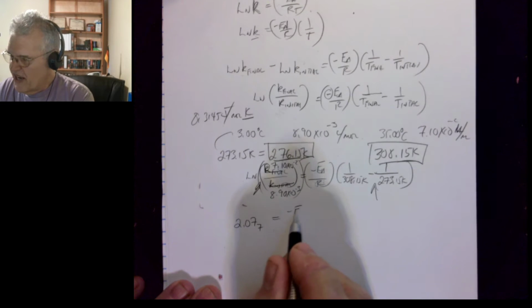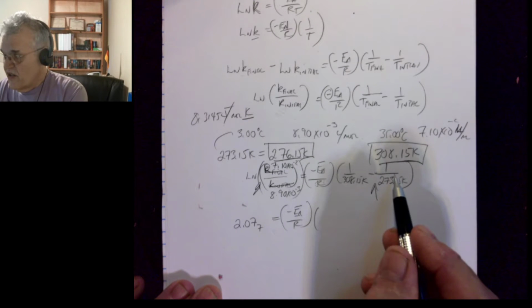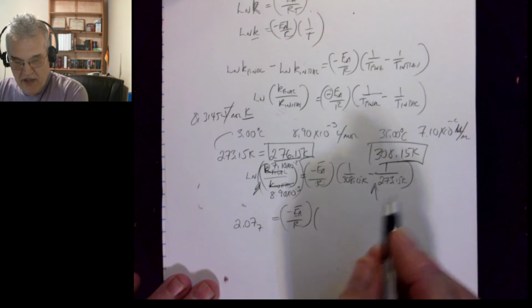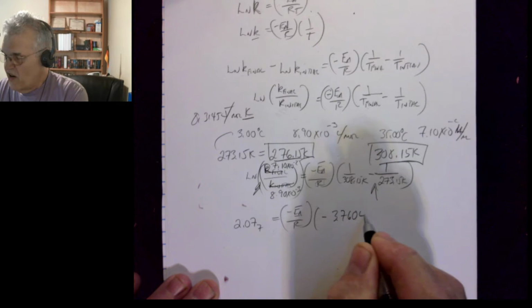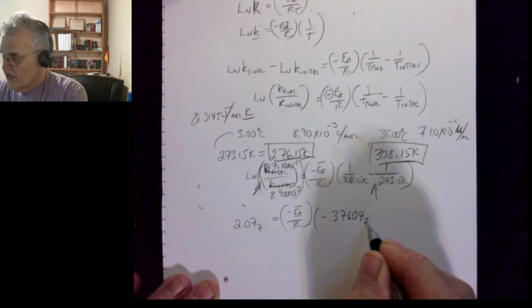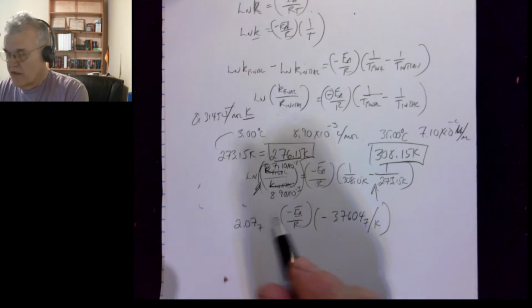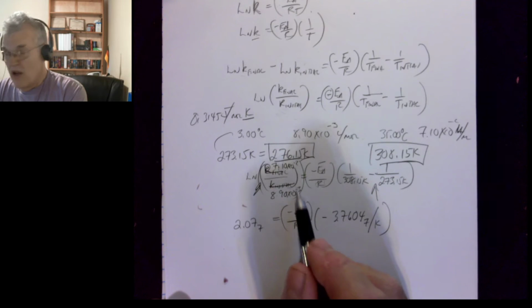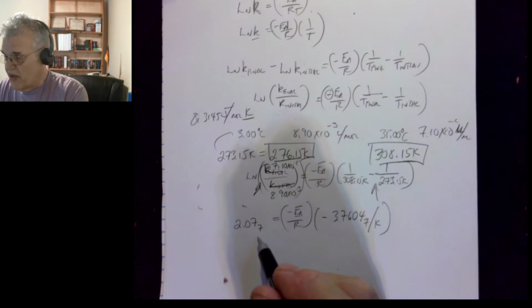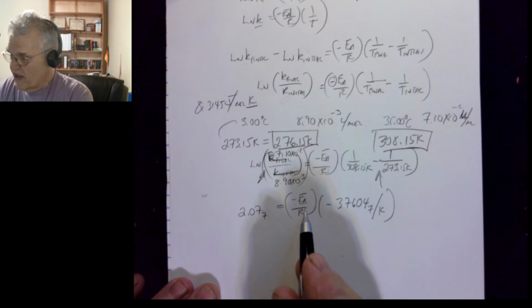And that's going to be equal to negative EA over R times our two temperatures, one over the other, which is going to give us a negative 3.7604 per Kelvin. This is unitless because we had the units of liters per mole, one over the other. It cancels out, so we get a unitless value there. Now let's figure out the value for this.